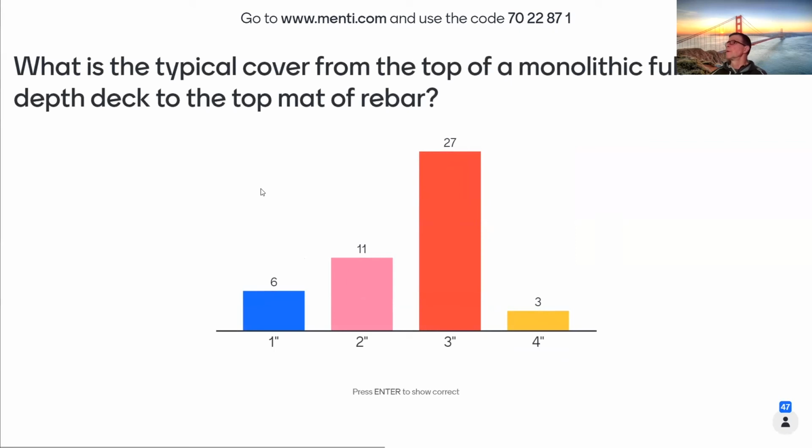What's a typical cover from the top of a monolithic full depth deck to the top mat of rebar? And that is 3 inches. If we're on a structural slab, it would typically be 1 inch because you're putting 2 inches on top. So either way, you're going to end up with 3 inches of clearance. So the correct answer is 3 inches.